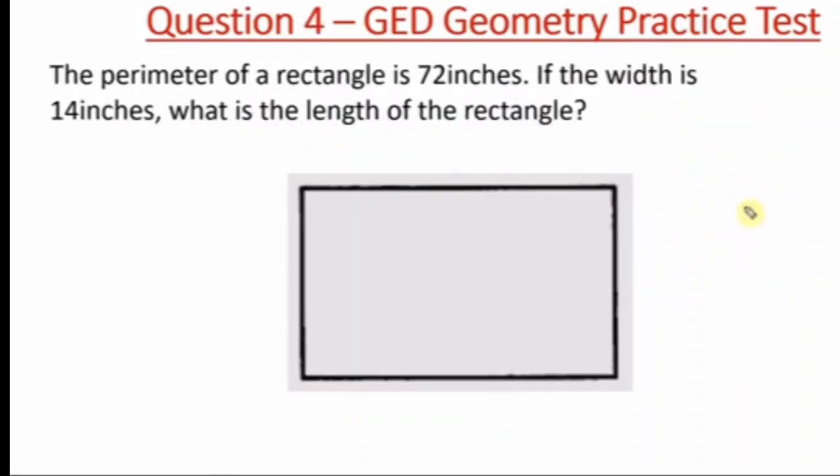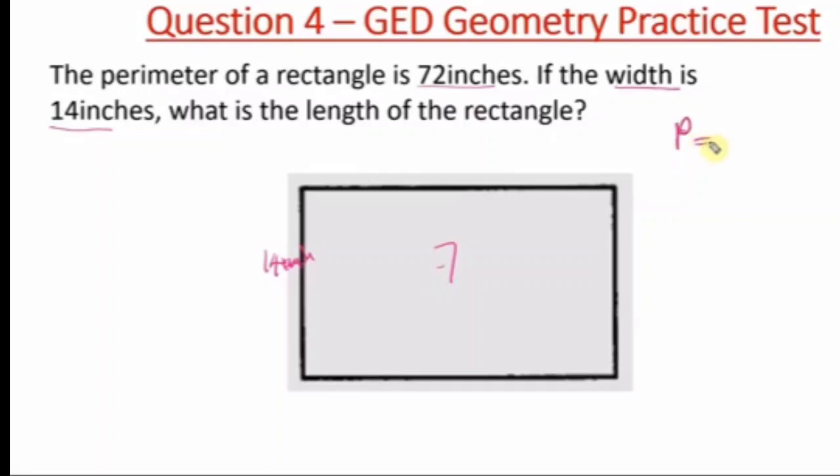Number 4 says the perimeter of a rectangle is 72 inches. If the width is 14 inches, what is the length of the rectangle? So the width is 14 inches. The perimeter is what? 72 inches. So what is the formula for the perimeter of a rectangle?